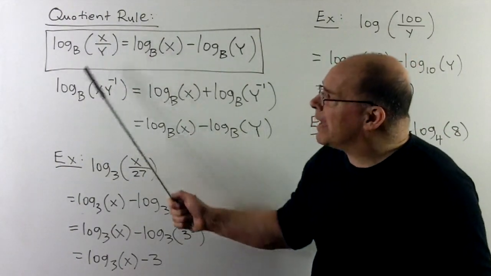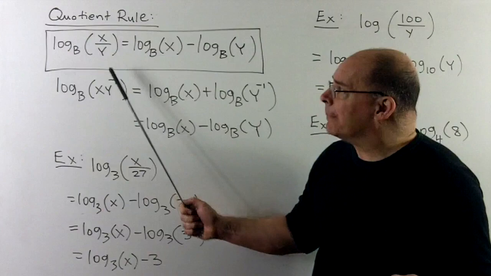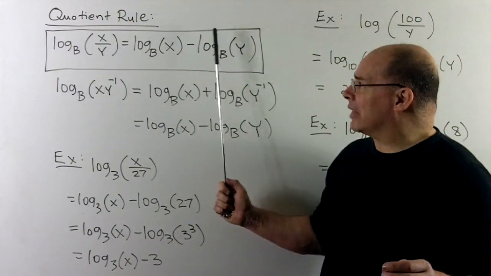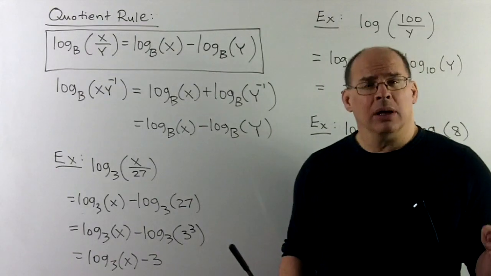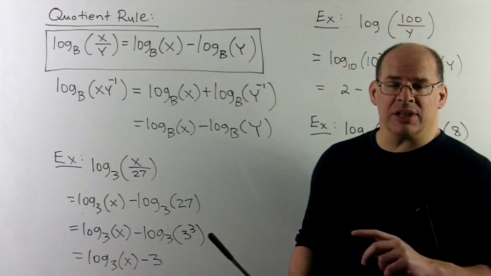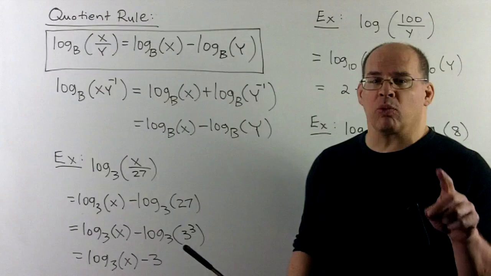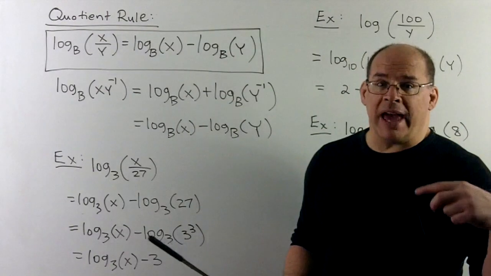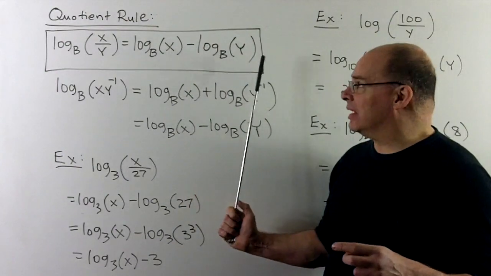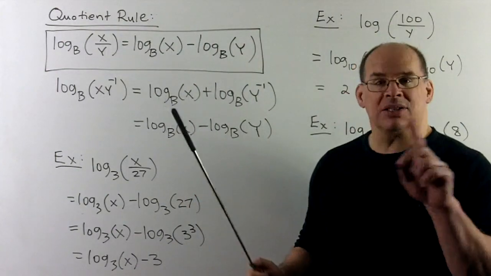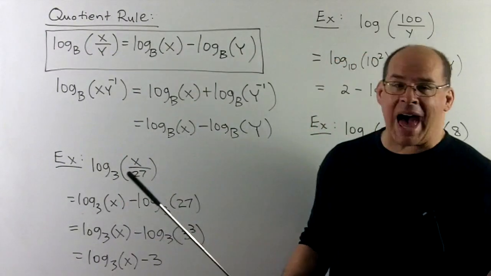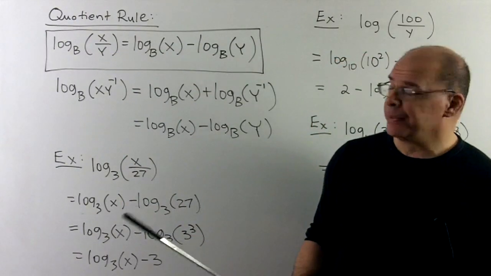I have log the base b of x over y. It's equal to log the base b of x minus log the base b of y. The way you should think of this is if we take our exponent rule for a quotient, so b to the m over b to the n, what do we do with the exponents? Well, we're just going to take the difference. So that's consistent with what we do when we think of logarithms as acting like exponents.